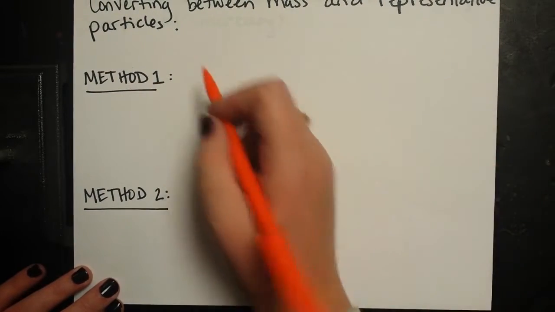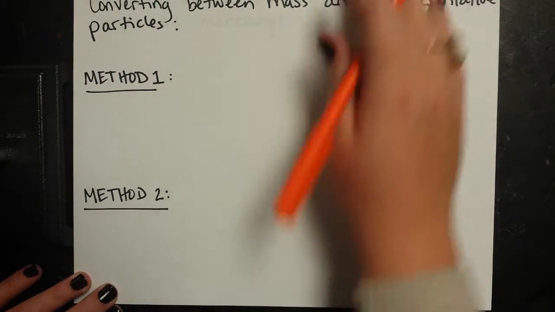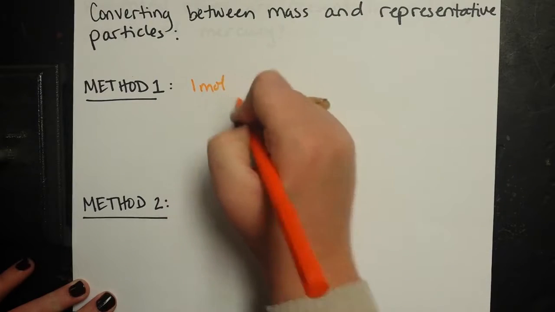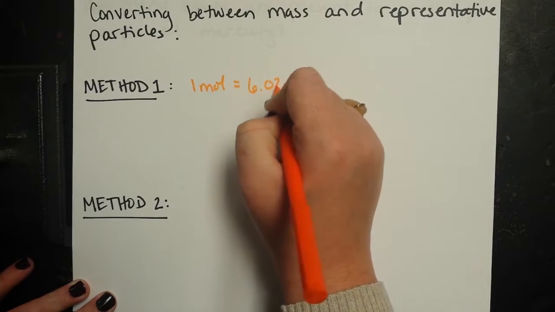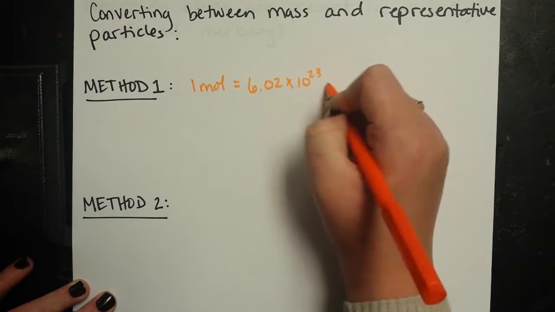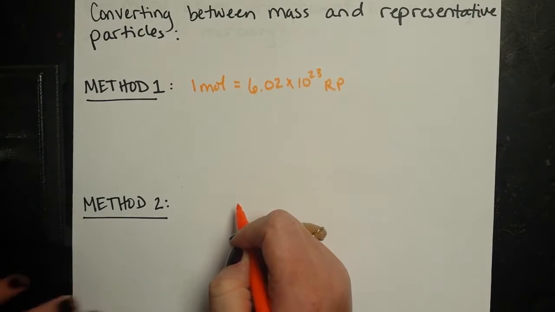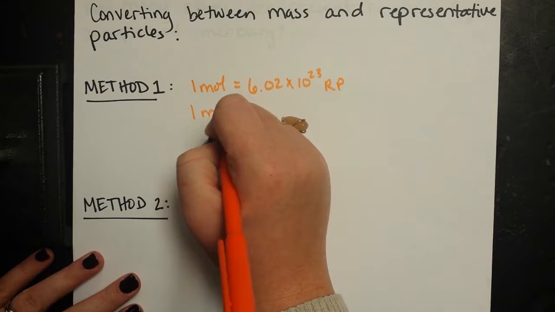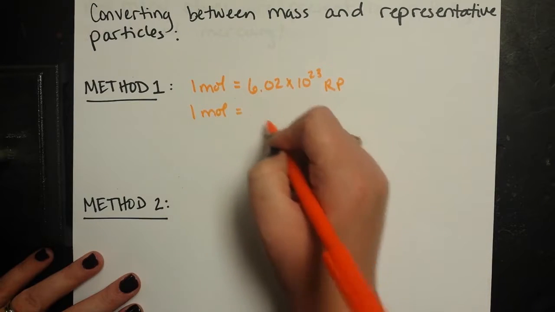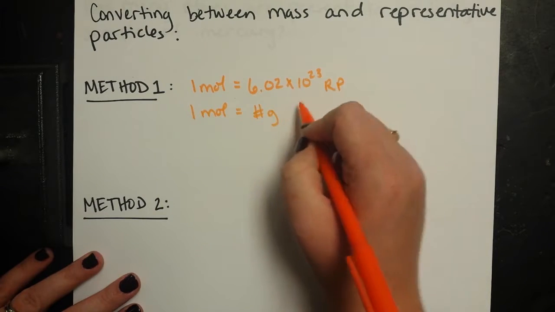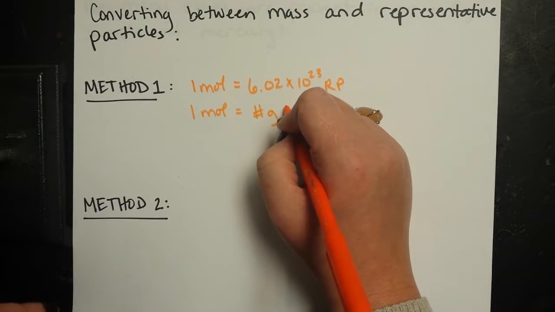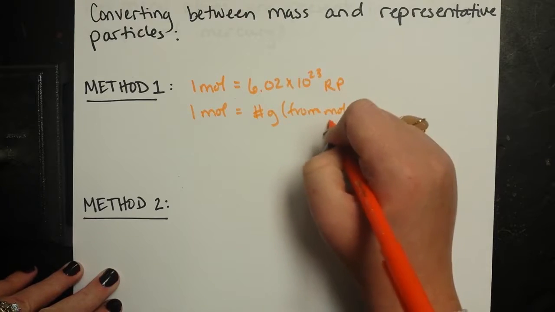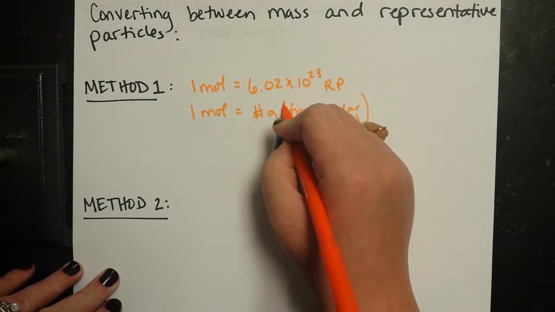Okay, the first method takes into account that you know a couple conversion factors. You know that 1 mole of anything is Avogadro's number of representative particles. You also know that 1 mole of anything is equal to the number of grams in molar mass.